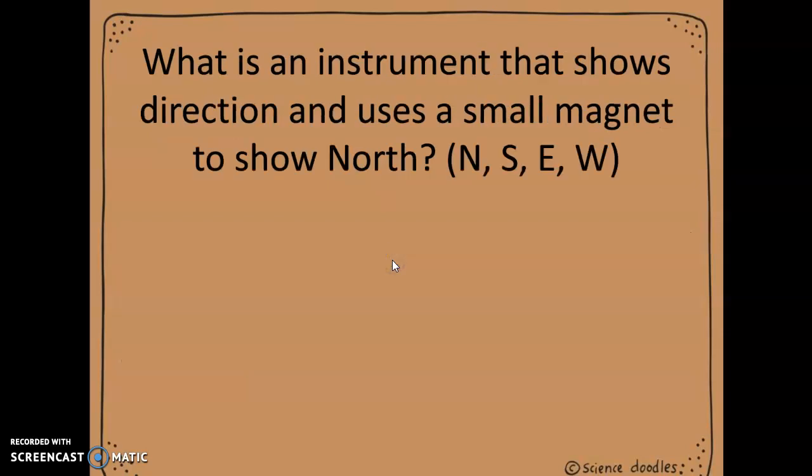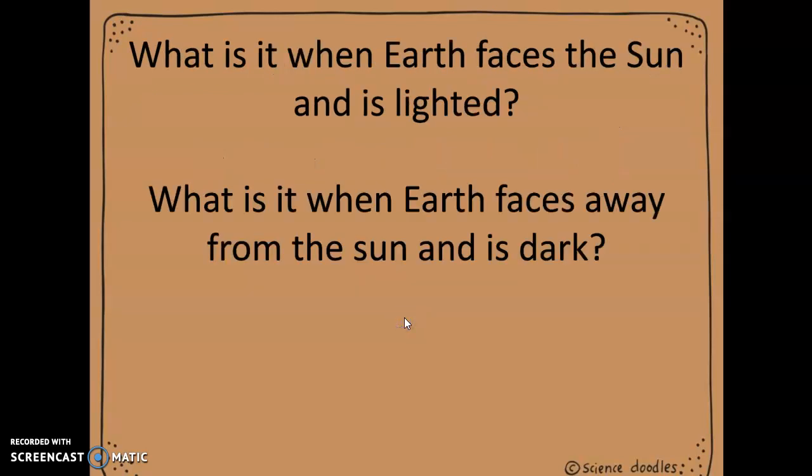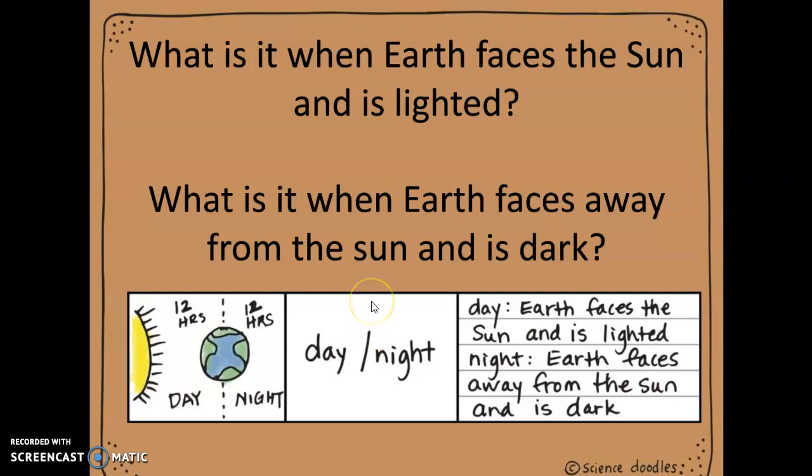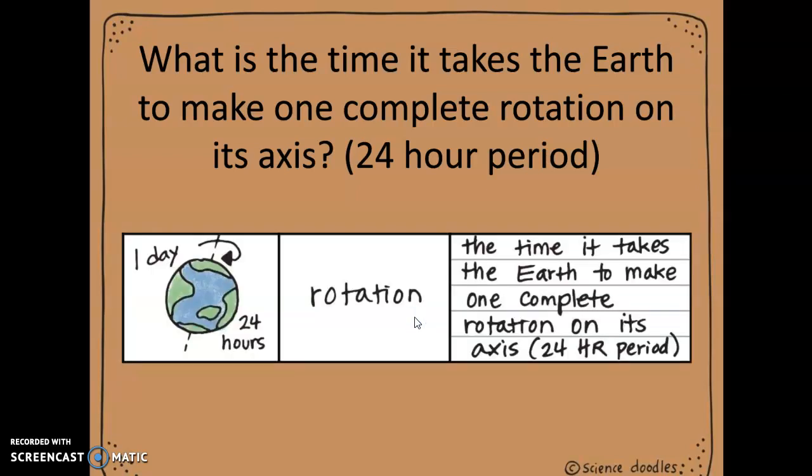What is an instrument that shows direction and uses a small magnet to show north? Compass. Good job. What is it when Earth faces the sun and is lighted, and then when the Earth faces away from the sun and is dark? So it's a two-part question here. Day and night. Good. What is the time it takes the Earth to make one complete rotation on its axis, otherwise known as a 24-hour period? A rotation. Good.